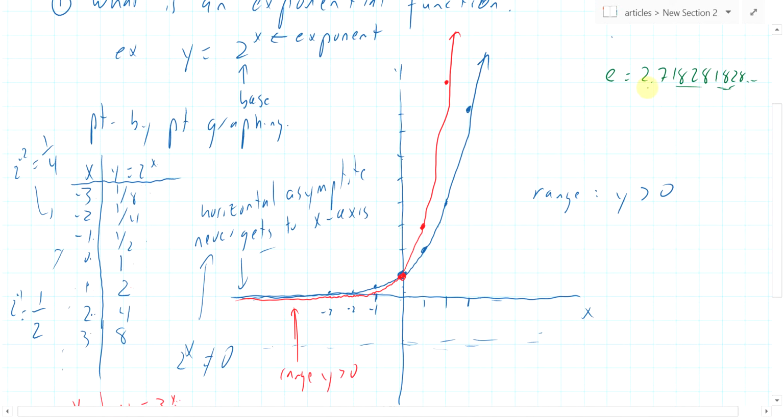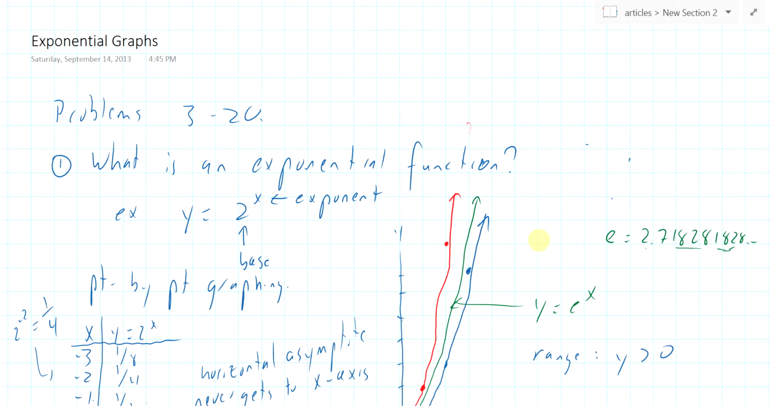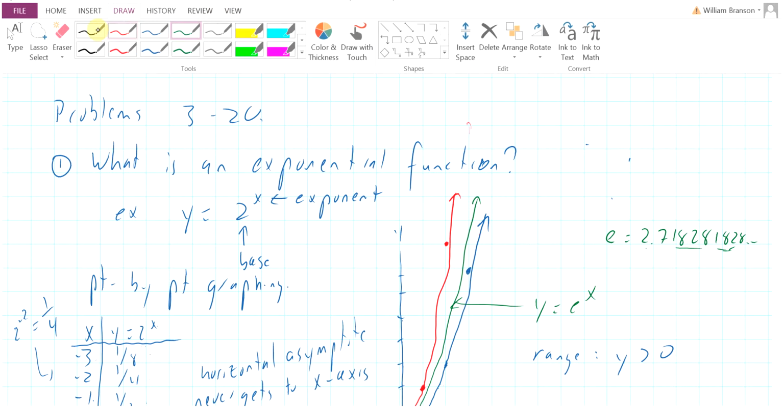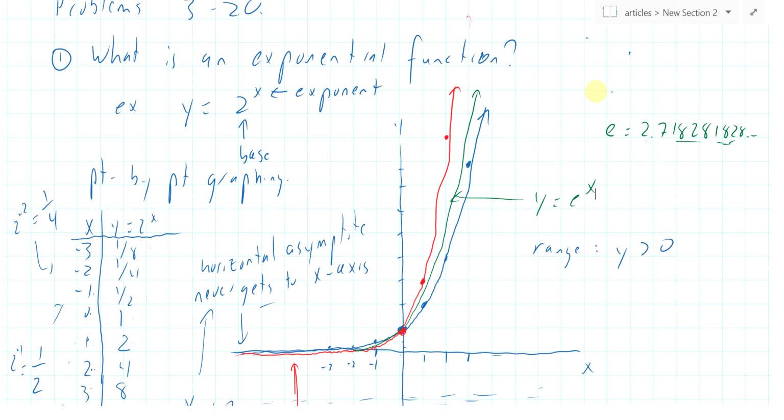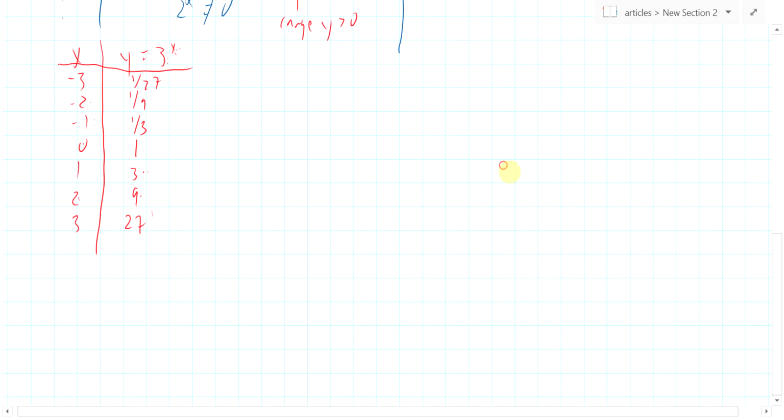So E is between 2 and 3, and so e to the x is a nice exponential function that's in between y equals 2 to the x and y equals 3 to the x. They all look the same. All exponential functions look pretty much the same. Let's go back to my blue. So all exponential functions look pretty much the same. So generic exponential graph.